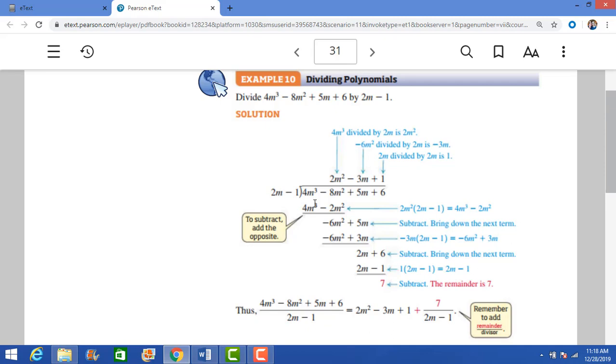Well, what do we need to multiply by in order to get the same thing to subtract? Okay, well, in order to get 4m³, what do we need to multiply 2m by to get 4m³? Well, that's going to be 2m². So if we have 2m² here, and we multiply by 2m, we're going to get this. So that's what we're going to start with. Okay?